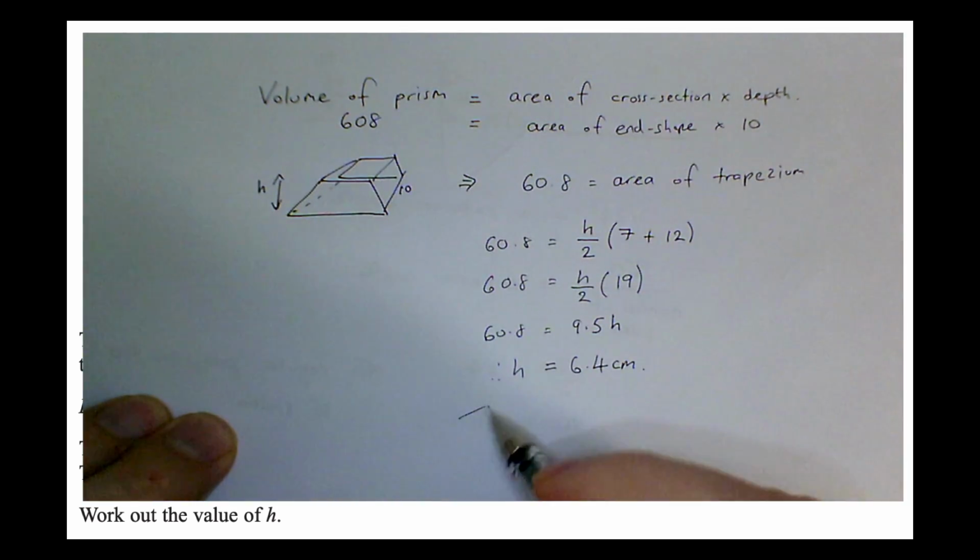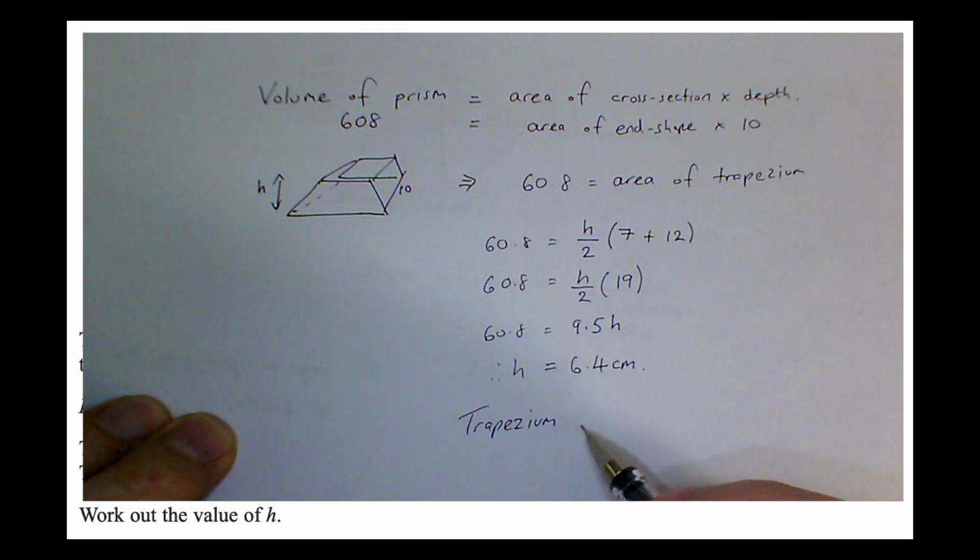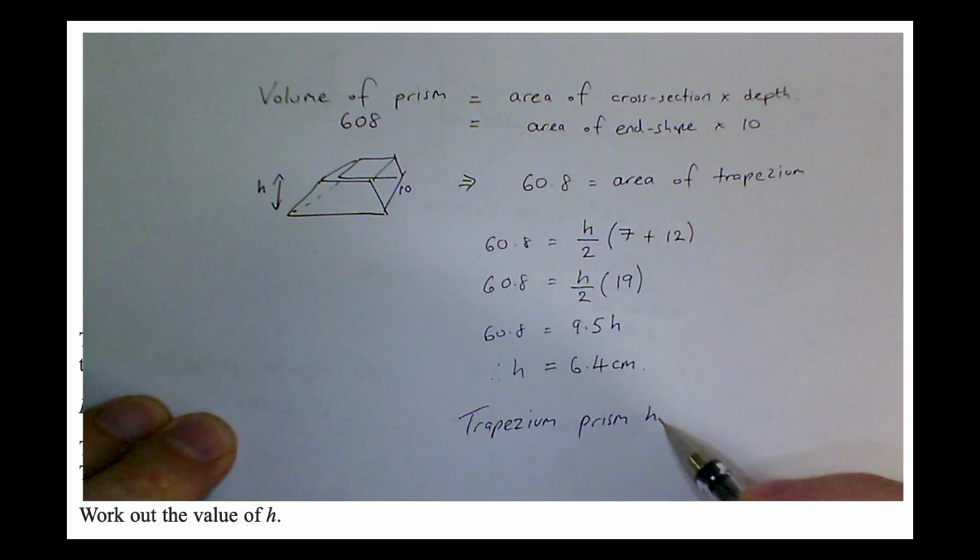And I'm going to write a little sentence because I like to do that for the examiner. The trapezium prism, or trapezoid, is 6.4 centimeters high.